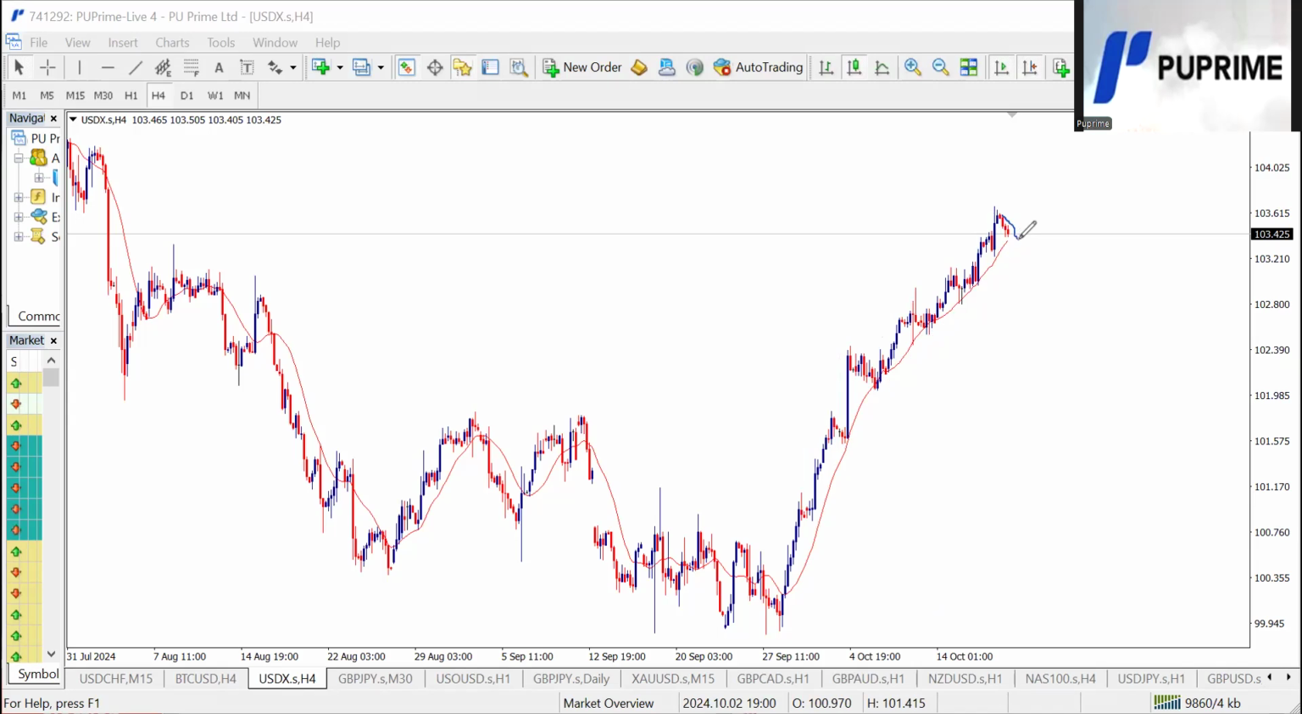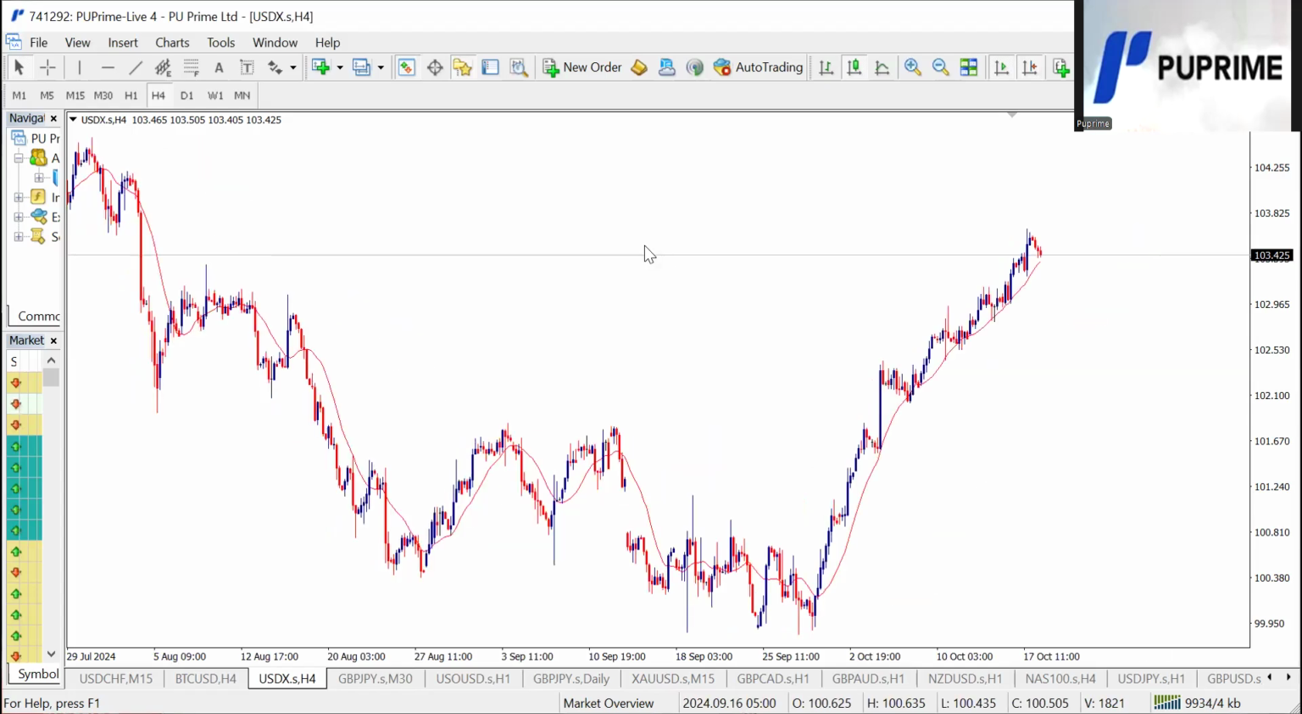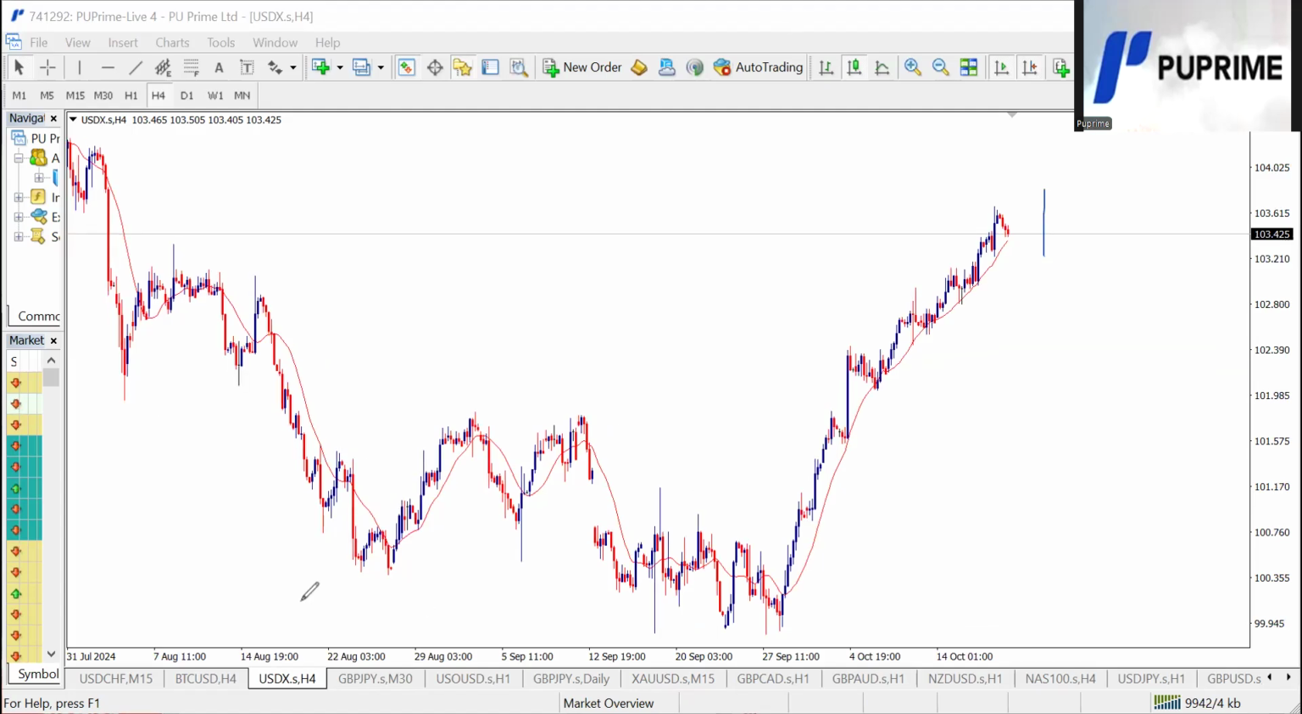So what DXY is currently doing is more like giving a retracement, of which if we get a break from this area, we'll be expecting a reversal. But depending on when that happens, we will just move in line with the trend, of which as it stands right now, we are still on a very bullish momentum. DXY still has a very strong bullish momentum towards the top.